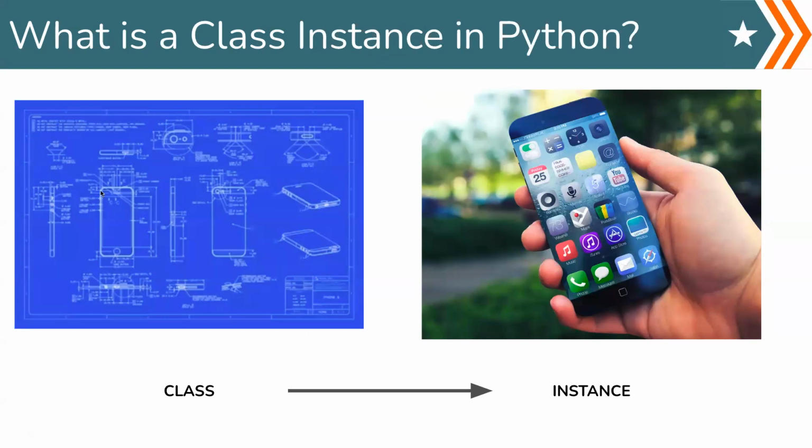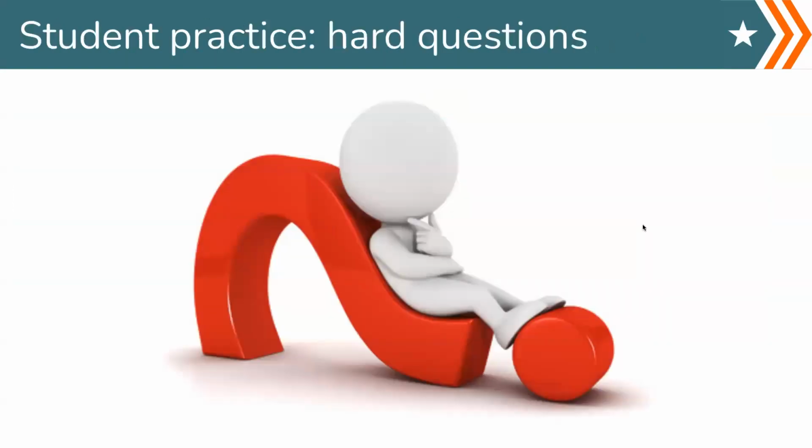So we have a blueprint of what a phone is supposed to be like, of what's supposed to go into a phone. And an instance is once we actually put the materials into creating that phone. Does anyone have any questions up to this part?